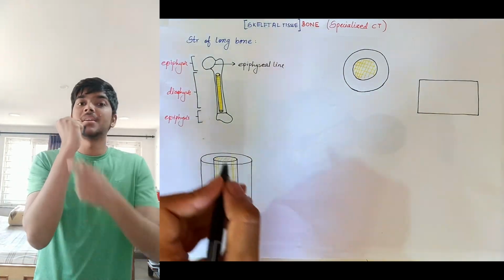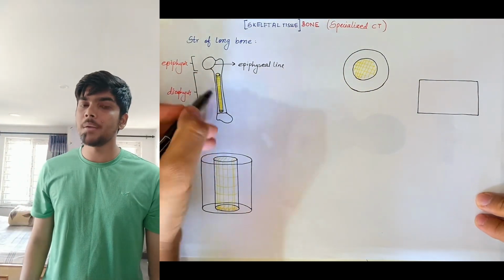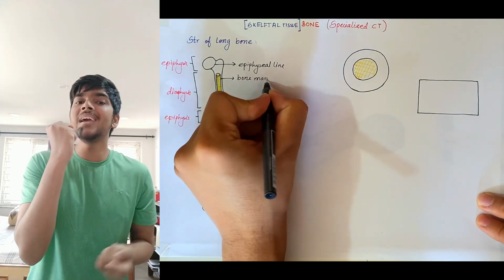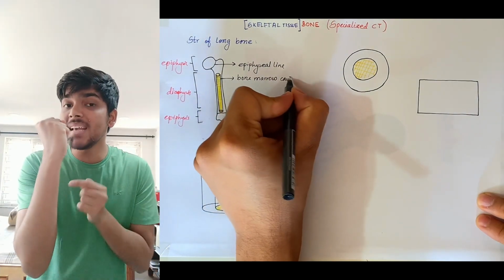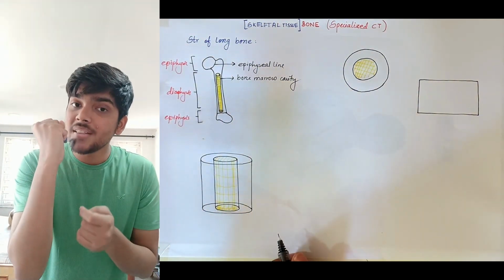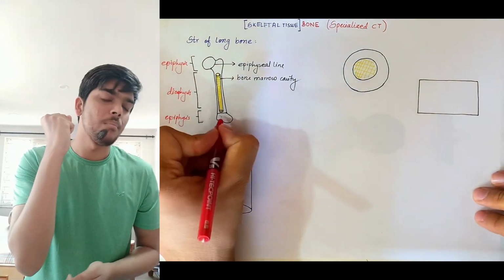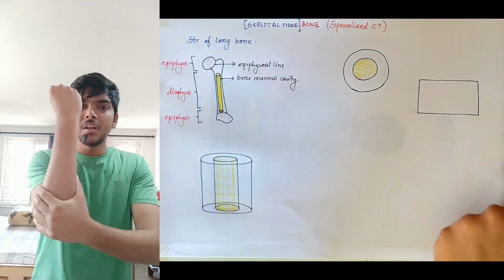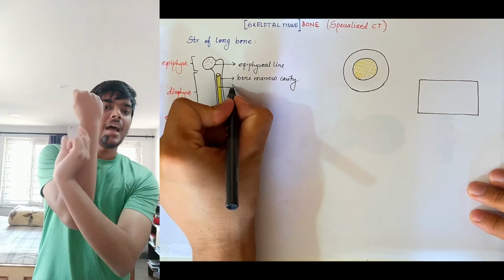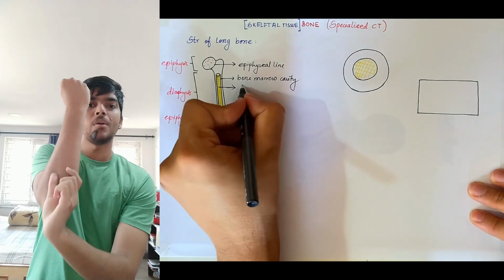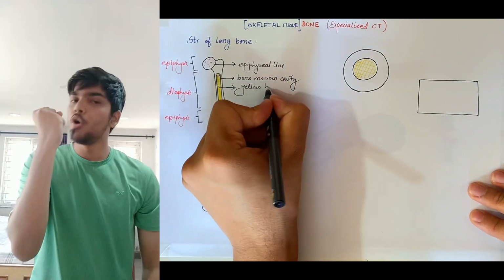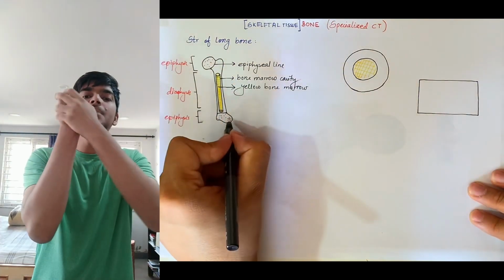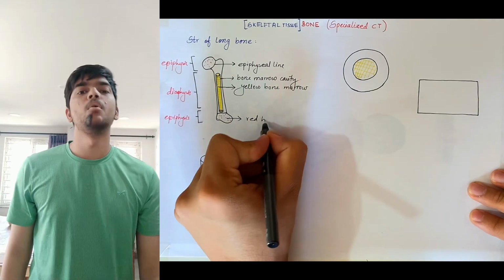Inside your long bone, there's a cavity known as the bone marrow cavity, which is found throughout your long bone. Depending on where that bone marrow cavity is in your long bone, it contains either red bone marrow or yellow bone marrow. So this is the shaft. There is a cavity in the middle, right? This cavity in the middle is known as the bone marrow cavity, and it contains yellow bone marrow. In the epiphysis, there's a bone marrow cavity, and that cavity is filled with red bone marrow.